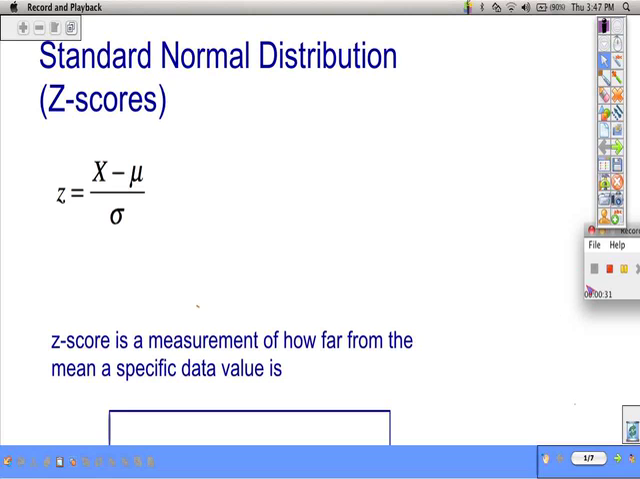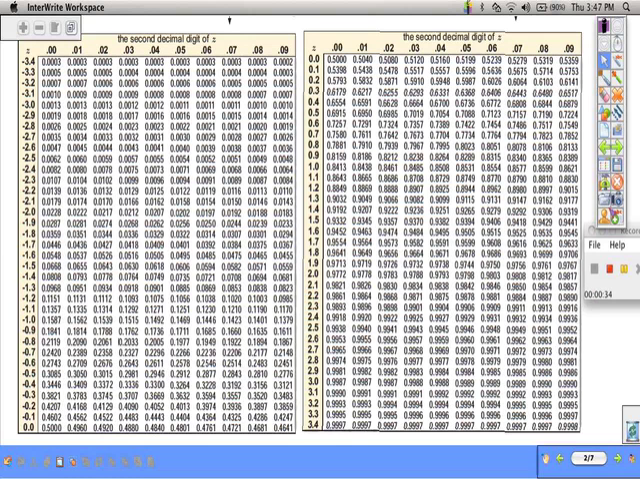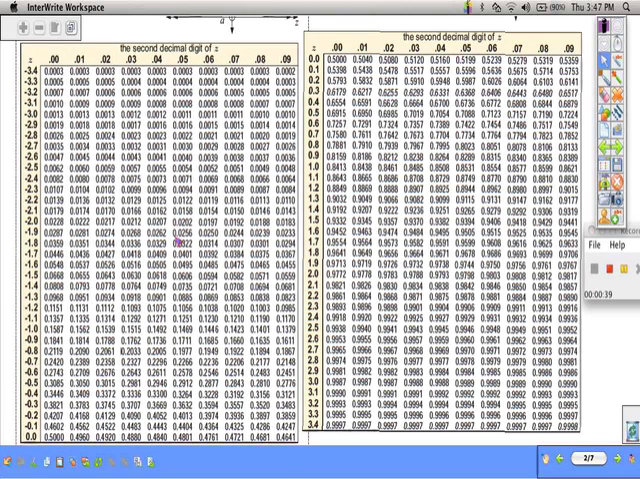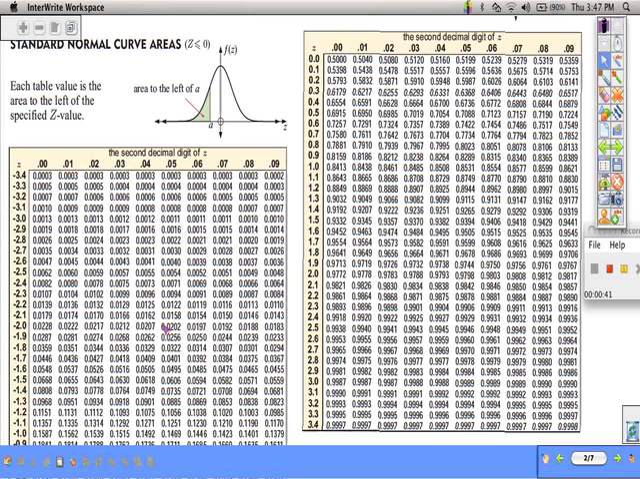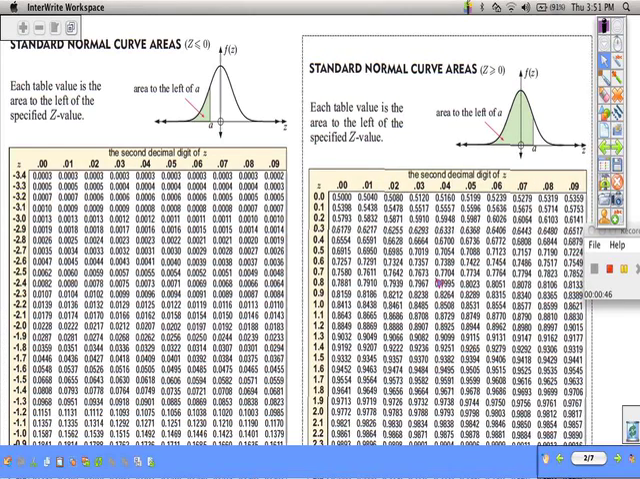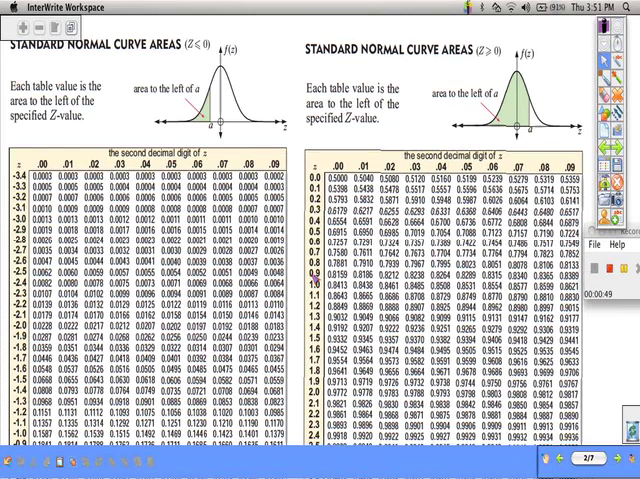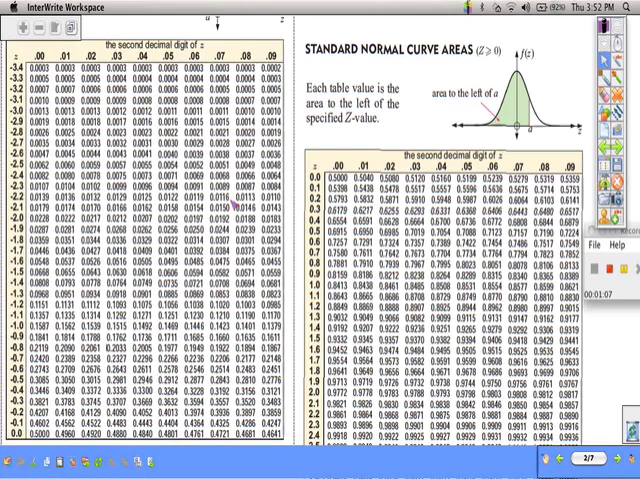The first of which involves these tables that are found in your text as well as in your formula pack. And what they're finding is the area to the left of the A value. So in both of these, it's to the left of each z-score. And one is for negative z-scores, scores that are below the mean, and one is for positive z-scores, scores that are above the mean. But you have to remember that this is going from the z-score all the way to the left. So we'll look at using these in just a moment.